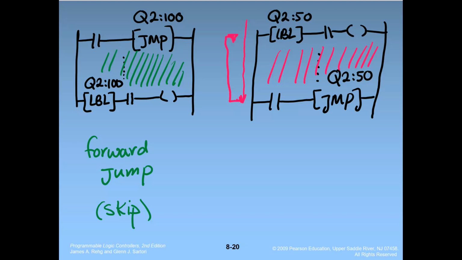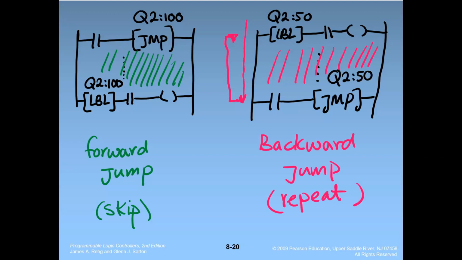So what we call this way of using the jump and label instruction is a backward jump, which basically repeats part of our program. This is the one that you need to be very careful about, because it can increase the time of your scan cycle. And if it increases the scan cycle, it can keep the program in a loop for too long, and consequently it can trigger a watchdog timer fault. So that's why you need to be careful.